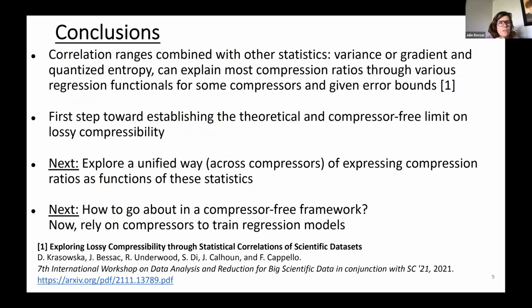Okay, and this is my conclusion slide. So basically we've identified some statistics of the data that are good potential predictors of compression ratios. We have also formalized some prediction model for these compression ratios, but we definitely have more to do. We need to have a unified way across compressors. We also need to jump from 2D data sets to 3D, because most of the data sets are 3D right now. Okay, so I stop here. Thanks very much.